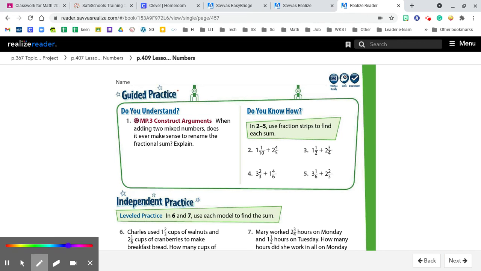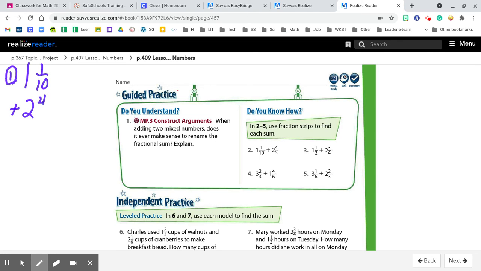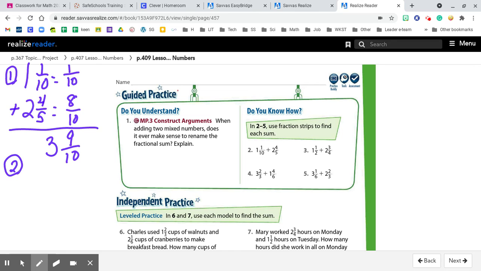All right, for number 1, I have 1 1/10 plus 2 4/5. Go through my strategies. Are the denominators the same? No. Does one go into the other? Yes. So I can leave that one alone. I only have to rename 4/5. 5 times 2 is 10. 4 times 2 is 8. When I add them, and don't forget your whole numbers, 1 and 2 equals 3. So we have 3 and 9/10 for number 1.